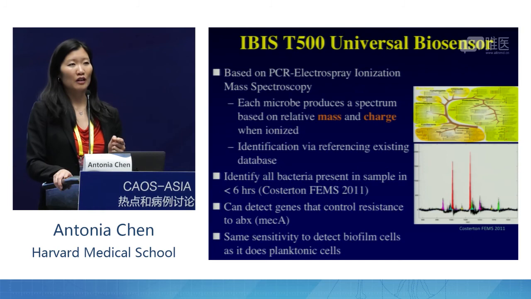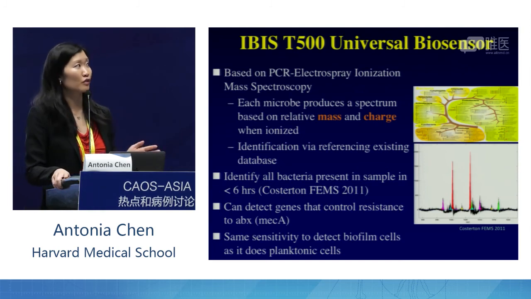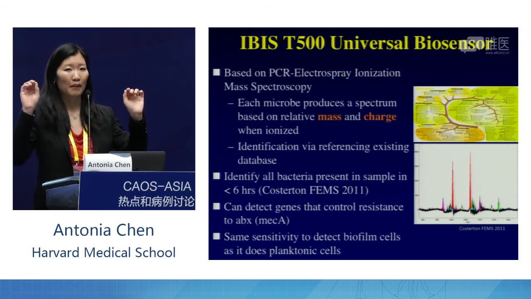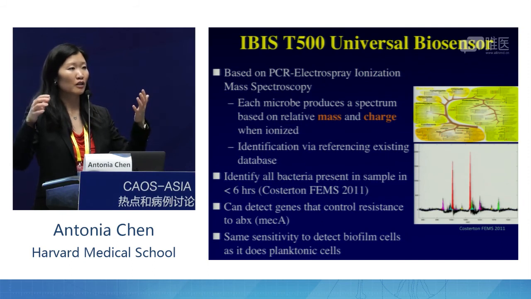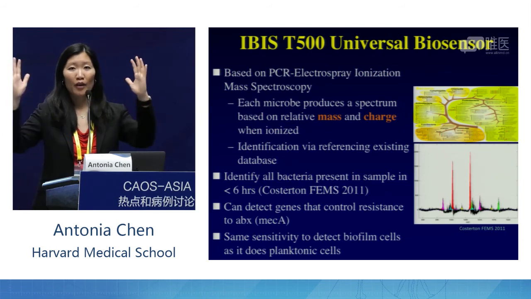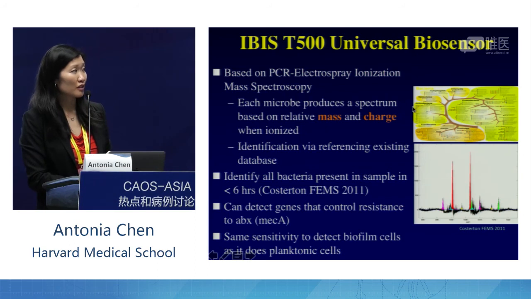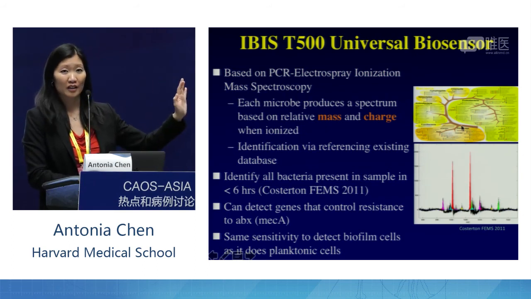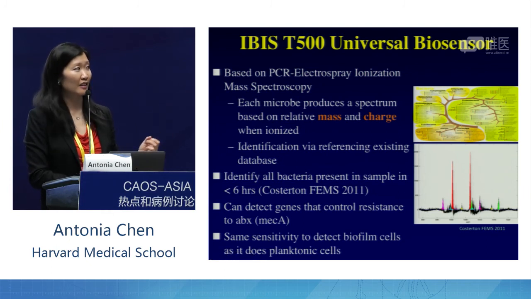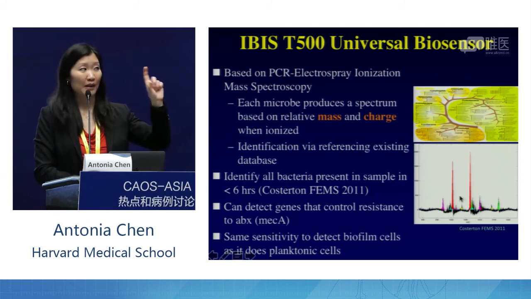Some diagnostic tools are out there. This is called the IBIS T500. This was the original, what we call universal biosensor. It combined PCR with something called mass spectroscopy. What does this mean? You take your sample, you multiply it out. Then you sort them by their weight, knowing that different organisms have different weights. So if you look at the top here, these are all the organisms that it can detect. Not just bacteria, it can do fungus, it can do viruses, everything like that together. And it shows spikes. The spikes show what the higher mass is.